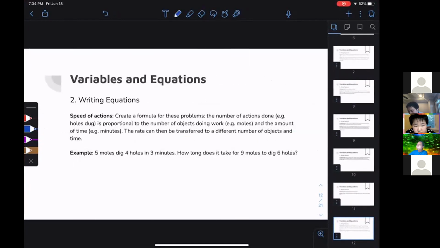So on the next slide, we're asking you to create a formula for these problems, given the number of actions, because we know the number of actions done is proportional to the amount of objects doing the work and the amount of time, and then the rate can be transferred to a different number of objects and a different amount of time. So an example of this is 5 moles dig 4 holes in 3 minutes. How long does it take 9 moles to dig 6 holes?